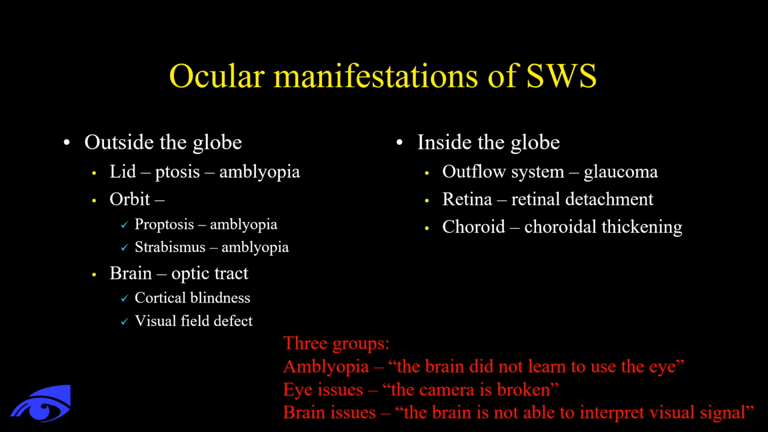Amblyopia is when the brain did not learn to use the eye. So recall the previous slides when we talked about vision being something that is acquired, and amblyopia occurs when the brain fails to acquire or develop vision. The problem with the eye, so-called eye issues, is when the eyeball is not working and the camera is broken. And lastly, brain issues, when the brain is not able to interpret visual signals.